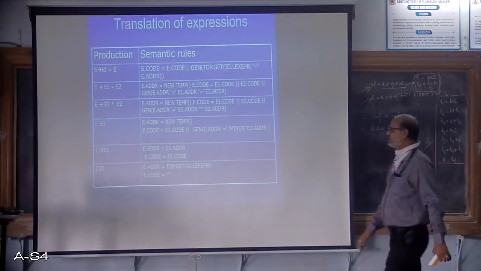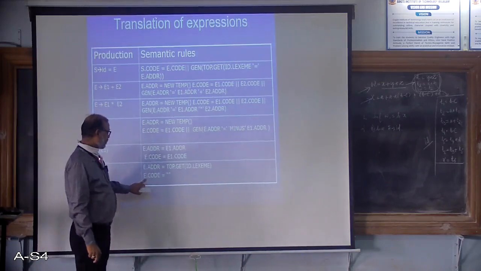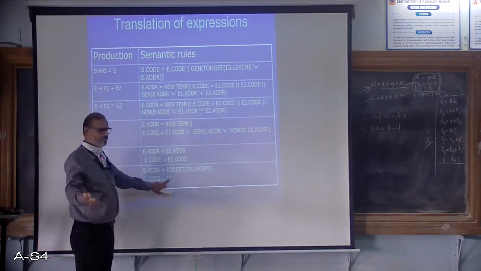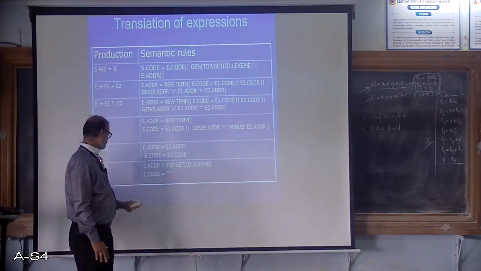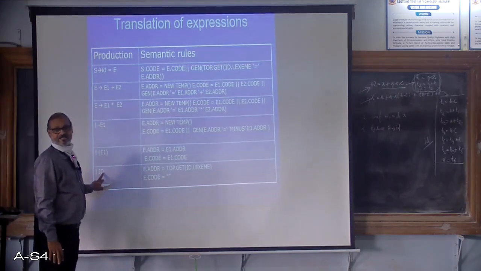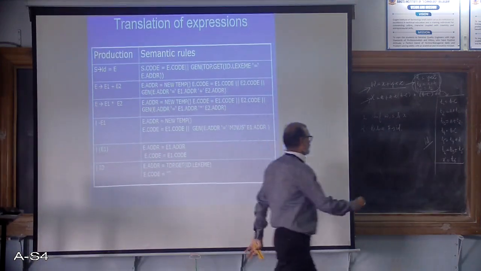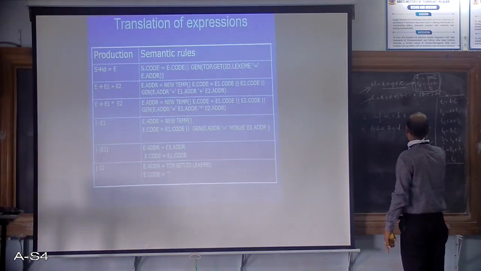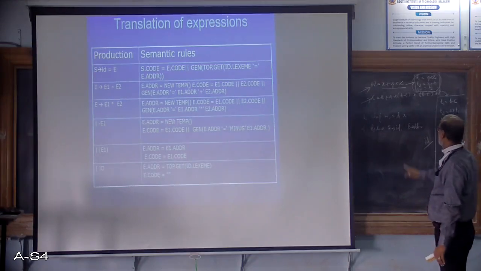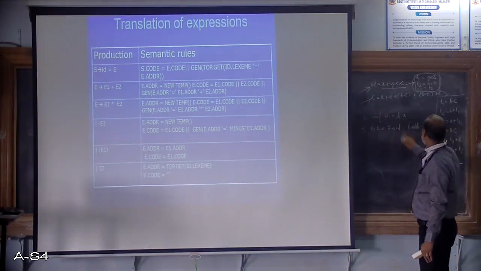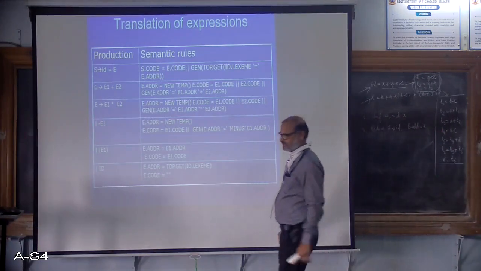Now see here, when ID is reduced to E, I must not generate any 3 address code. No 3 address code is generated because the value of the expression is just a single identifier. I should get the instance of an ID from the symbol table. That is my E dot address. What is the ID here? Which is x. So I am going to get x here. Next.